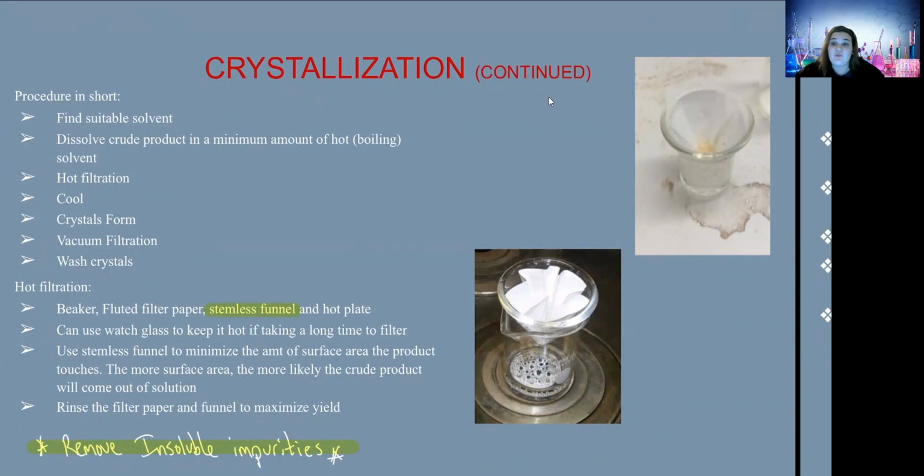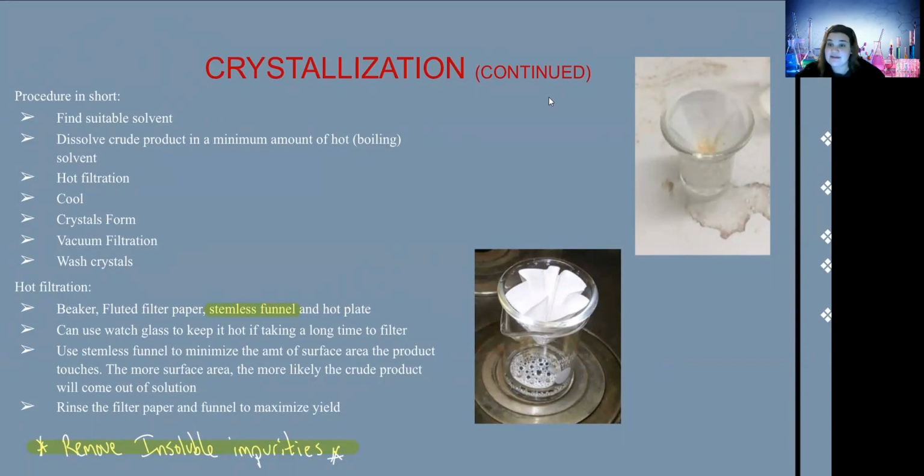So what happens is when you use a stemless funnel, when it doesn't have a stem, it minimizes the amount of surface area. It minimizes the amount of stuff the product is going to touch on its way down. Now, the more surface area you have, the more likely it is that the crude product is going to come out of solution. And that's going to cause a problem for us. Because now, not only is the insoluble stuff getting trapped, but those soluble bits that we want to fall down, well, now they're stuck to the inside of those stems. So that's going to lower our product yield. So that's what we want to do there.